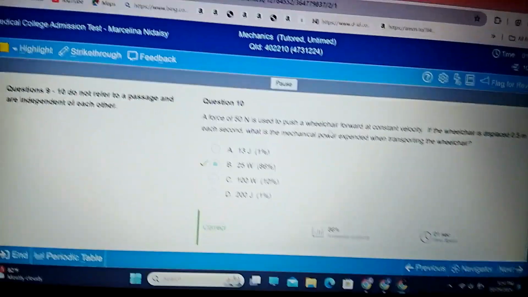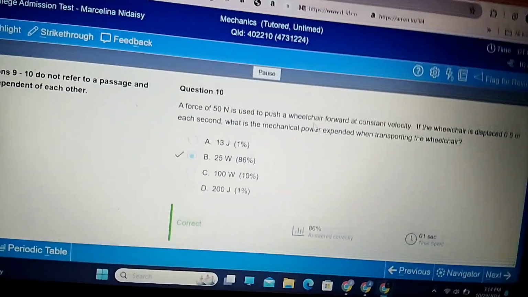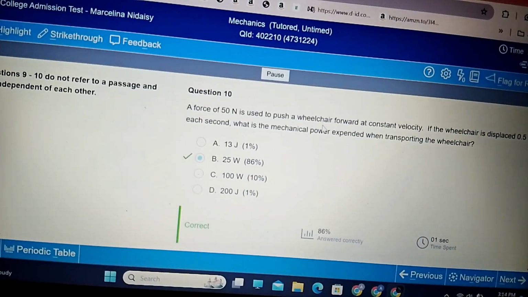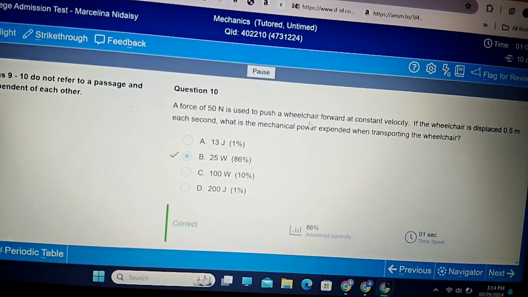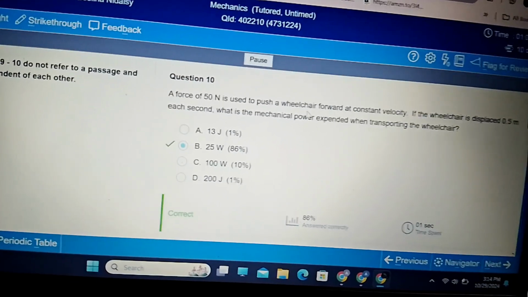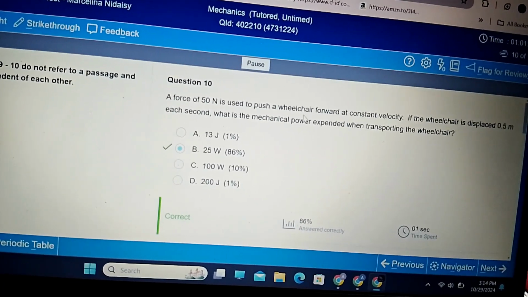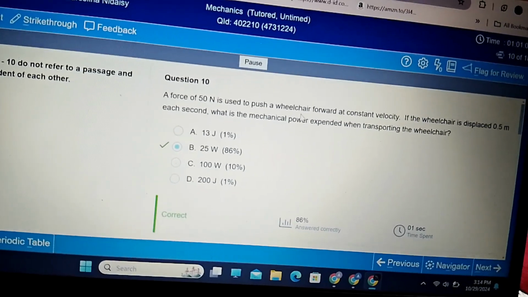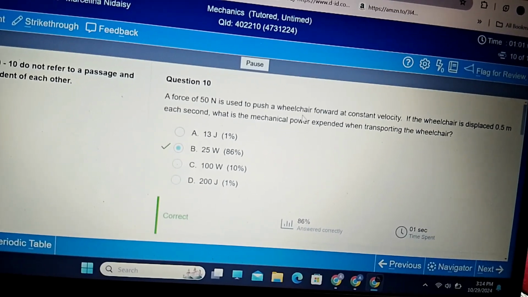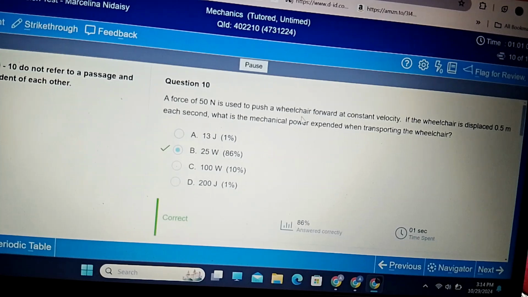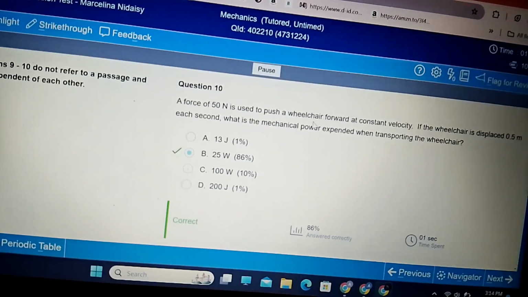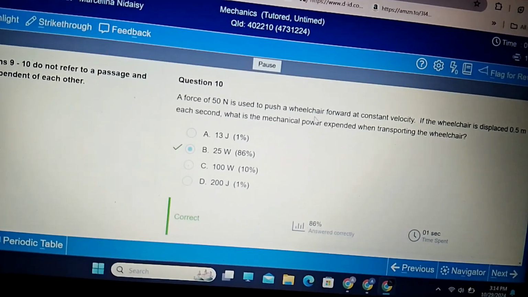Our next question is: a force of 50 Newton is used to push a wheelchair forward at constant velocity. So the velocity is constant, and if the wheelchair is displaced 0.5 meter each second, what is the mechanical power expended when transporting the wheelchair? So they are asking about the power. The formula of power, let me show you.